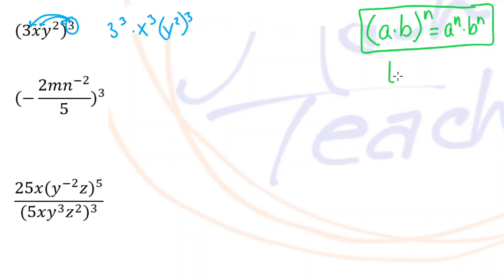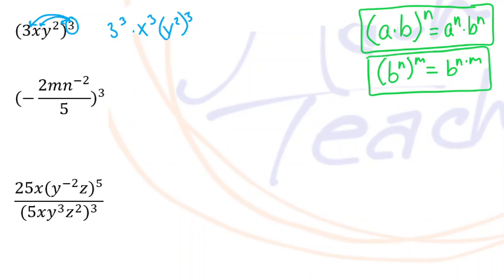If I have a number raised to a power, and then that whole thing raised to another power, we're going to multiply the powers. So b to the n, to the m power, equals b to the n times m power. Let's see how that works, and let's see if we can prove this a little bit.